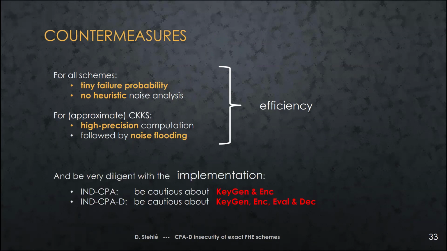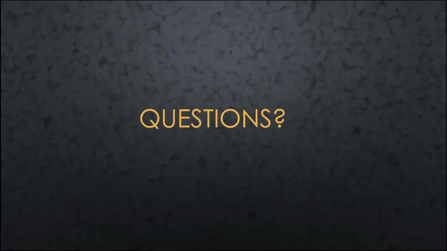One has to be very diligent with the implementation as well, because for IND-CPA security, you only have to be cautious about keygen and Enc. That's where the security lies. For IND-CPA-D security, you also have to be cautious about Eval and Dec, because you need to be careful about the noise growth and the failure probability. Okay, so that's it. If you have questions, I'll try to answer.